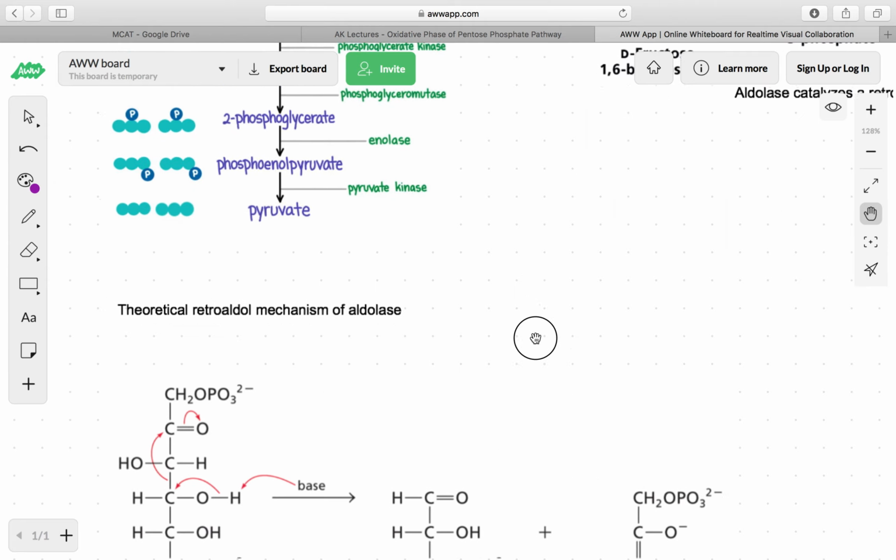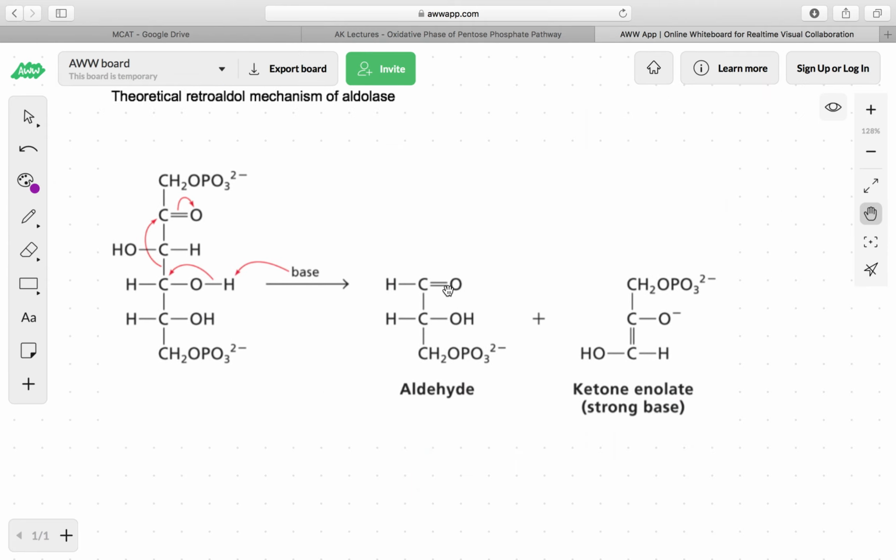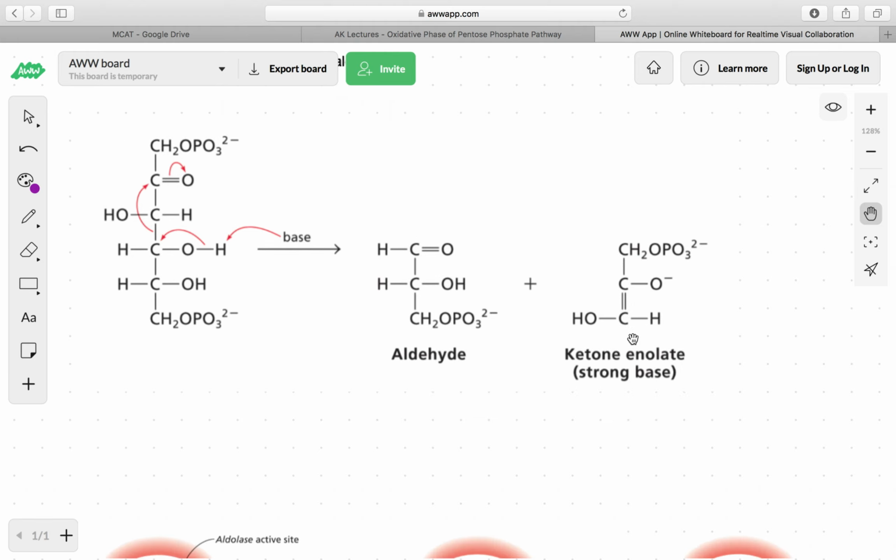So this is just the mechanism to show you guys what happened here. When we do this, your aldehyde forms fine, your glyceraldehyde 3-phosphate from the bottom. But the problem is for your top 3 carbons, you actually form an enolate. So the way you can fix that is you add an acid, and then you should be able to get your dihydroxyacetone phosphate product.